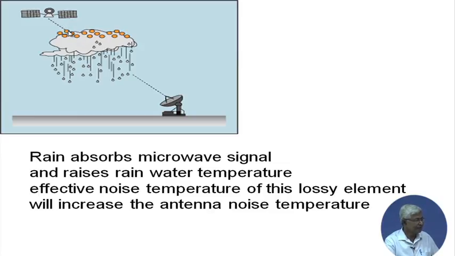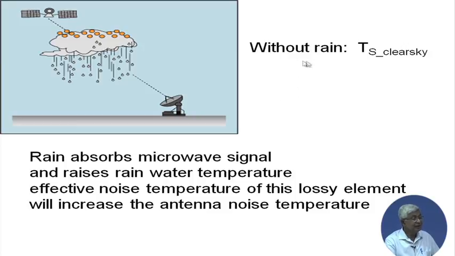Actually, background noise will be reduced by this much amount because it is a loss, but something will remain, and this loss is introducing its own effective noise temperature. So, it is giving some more noise. So, the effective noise temperature of this element is increasing, and that will increase the antenna noise temperature.